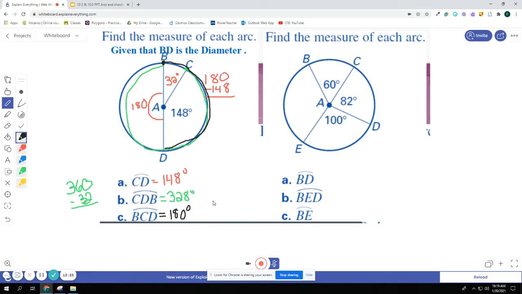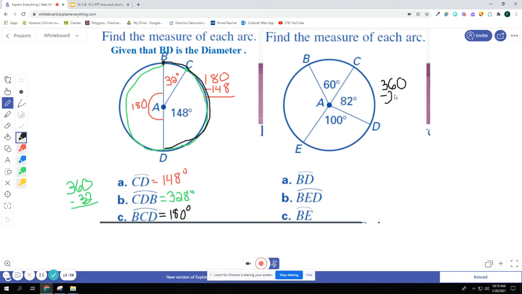Now if we come over to the right-hand side, on the second problem we have a bunch of arcs, a bunch of central angles, and we're just missing this little bit over here, which we can easily fill in by adding these guys up and subtracting from the total in a circle, which is 360 degrees. So I'll take 360 and subtract the 60, 82, and 100, which if I add these guys up, I get 242.